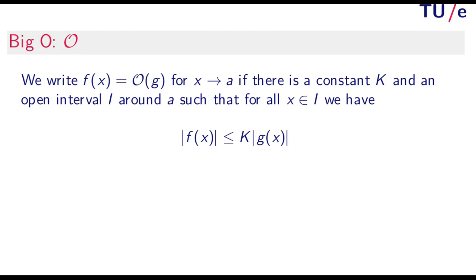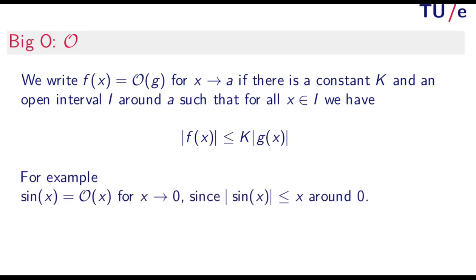We say f of x is big O of g for x going to a if there is a constant k and an open interval I around a, such that for all x in this interval we have that the absolute value of f of x is at most this constant k times the absolute value of g of x. For example, the sine of x is big O of x when x is approaching 0, as sine of x is less than or equal to x around 0. Of course, we should have here the absolute value of x.